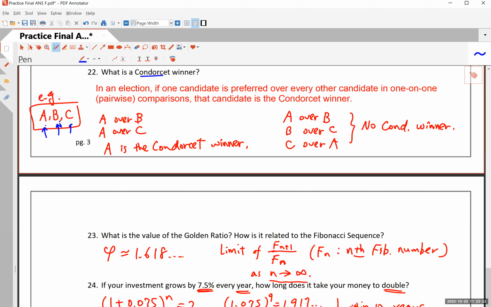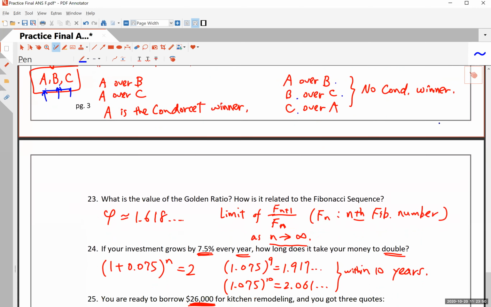Sometimes a Condorcet winner does not exist in an election. For instance, it's possible for these three people to have a situation where A is preferred over B, B is preferred over C, but C is preferred over A. And in that case, you have a little cycle or circle, and there is no Condorcet winner.